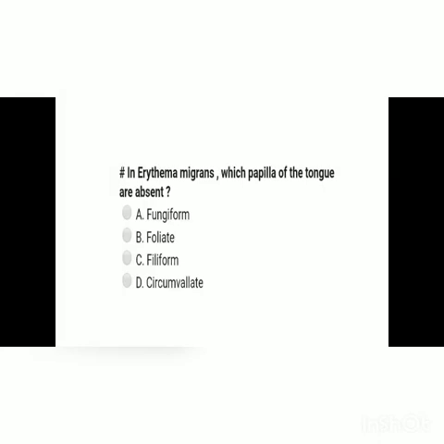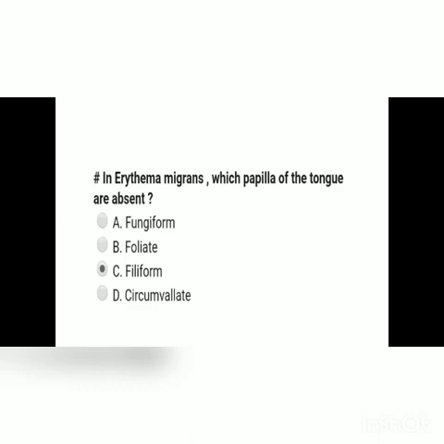Next question. In erythema migrans, which papillae of the tongue are absent? Fungiform, foliate, filiform, circumvallate. So the correct answer is option C, that is filiform papillae.